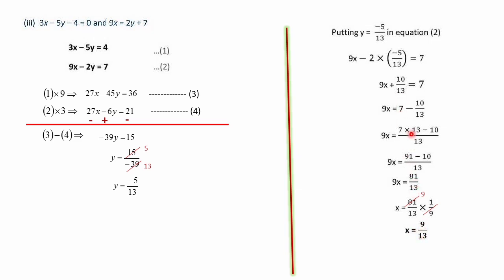Calculation is a little lengthy here, so just do the simple calculation. Please be careful. Should not make mistakes. So we are getting the answers as x is equal to 9 by 13, y is equal to minus 5 by 13. So let's write the solution. x is equal to 9 by 13 and y is equal to minus 5 by 13.